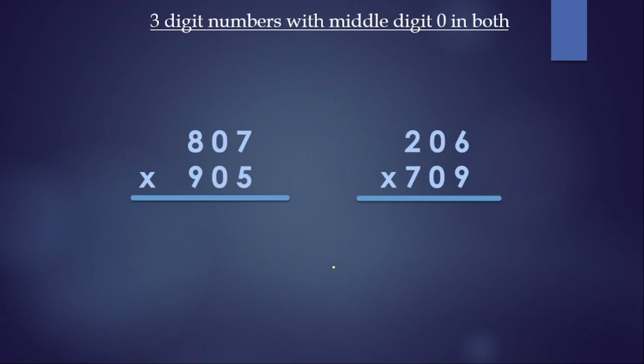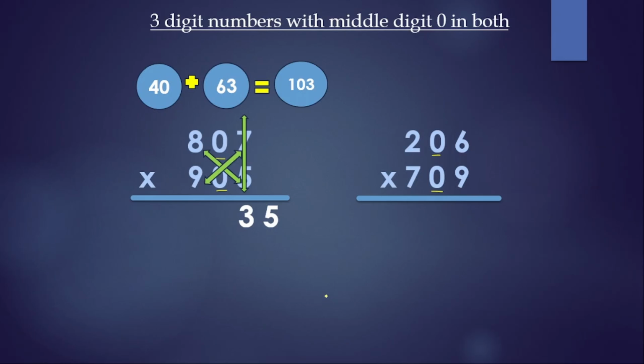Now we move on to multiplication of 3-digit numbers with the middle digit as 0 in both. The condition here is that the middle digit, or the tens place digit, in these 3-digit numbers should be 0 in both cases. How do we multiply? We start by doing the units digits multiplication. 7 times 5 is 35. Now we do the cross multiplication of 8 times 5 which is 40, and 9 times 7 which is 63. We add them both. The result is 103. We retain the last two digits and 1 goes for the carry.